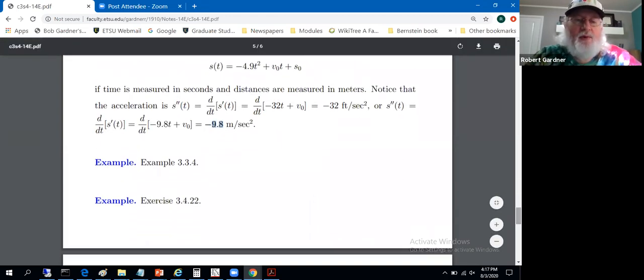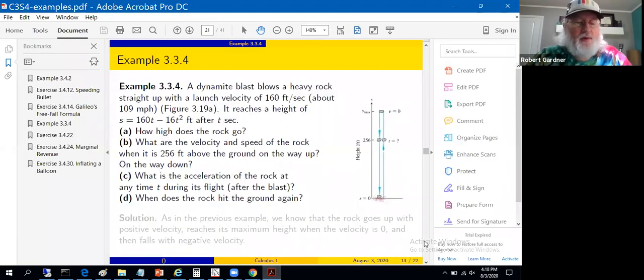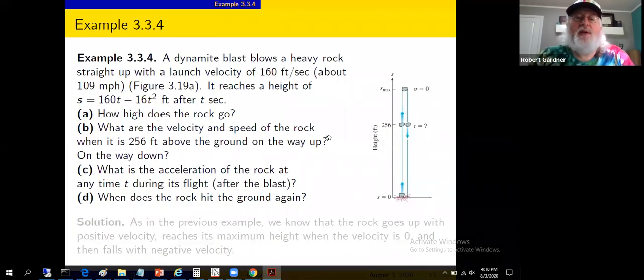Let's look at a couple more examples. Okay, story here. This is an example from the book. It says, a dynamite blast blows a heavy rock straight up with a launch velocity of 160 feet per second. They tell us what it is in miles per hour, so let's not get into that. Let's stick with feet and seconds. We could do some unit conversion if they make us. It reaches a height of s equals 160t minus 16t squared feet after t seconds.